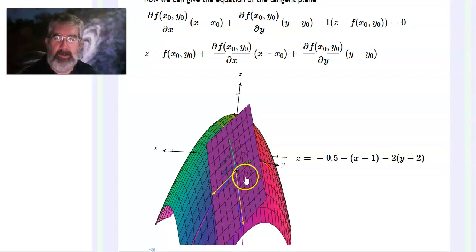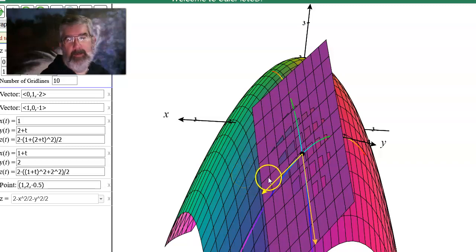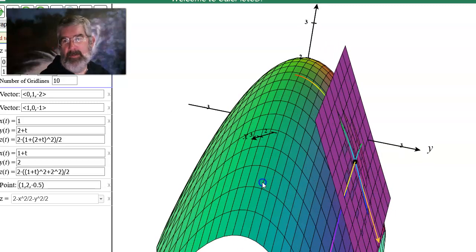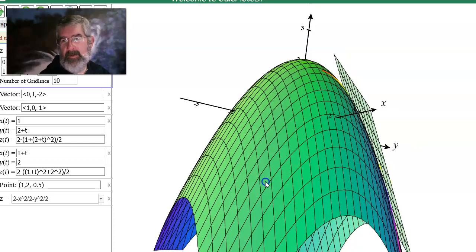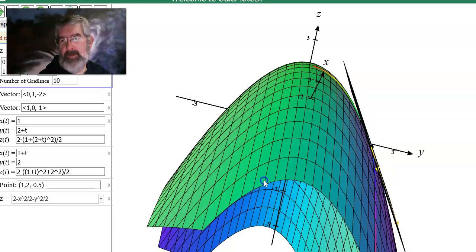I should point out that it looks kind of funny around the point that I'm interested in. And the reason it looks funny is because the software, the computer, is having a tough time deciding what to draw on top of what. That is, the surface and the plane are so close to being the same thing at that point that it can't tell which one to draw on top of the other. But if I look at this from the side here, you can see that that plane is definitely a tangent plane to the surface. Right? It hits it just at one point.